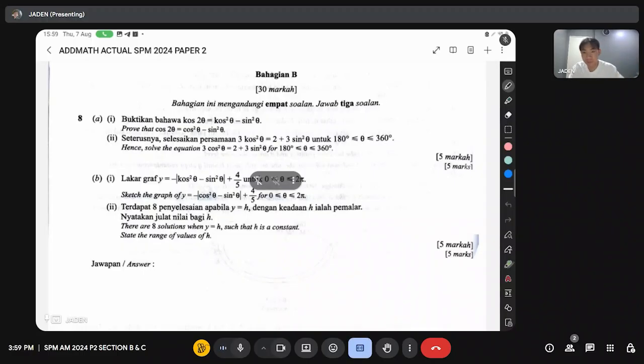Okay, welcome back, my friends. So it is also the time to cook Addmaths again. Let's look at section B, MS 2024 paper.